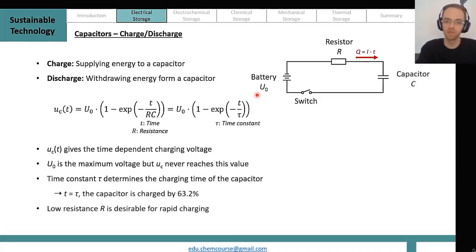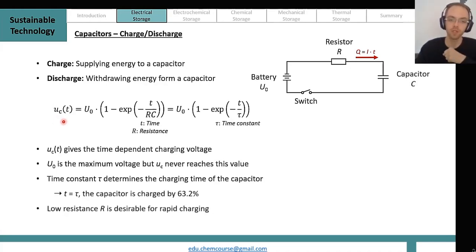Now this charging voltage which you have in your circuit is not equal to this U0. Actually, it's a rather simple formula which you see here, and please don't be too overwhelmed. I just would like to point out a few influences on this voltage here. So just bear with me and have a look at this UC. UC is the charging voltage.